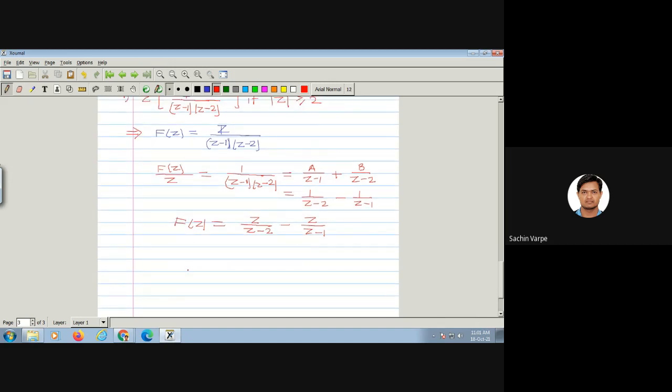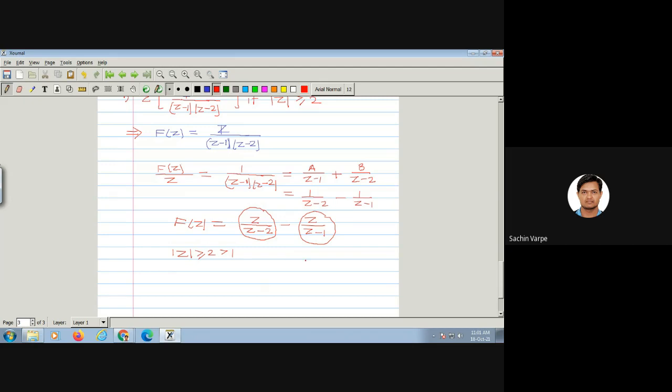We have been given the region of convergence mod z greater than or equal to 2. So can I write it as mod z greater than 1? Yes, because 2 is greater than 1. So mod of z is greater than 1 also, and it can be applicable to the second term also. It is already applicable to the first.